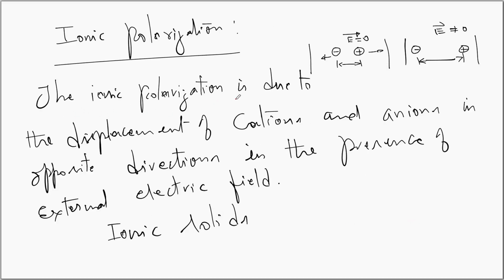The ionic polarization is due to the displacement of cations and anions in opposite directions in the presence of an external electric field. This happens only in ionic solids. A molecule containing two ions, when placed in an external electric field, the separation between the ions will increase, thereby a change in dipole moment. The changes in the dipole moment will result in the changes in the polarization of the material. The process of producing polarization in such ionic solids is called ionic polarization.